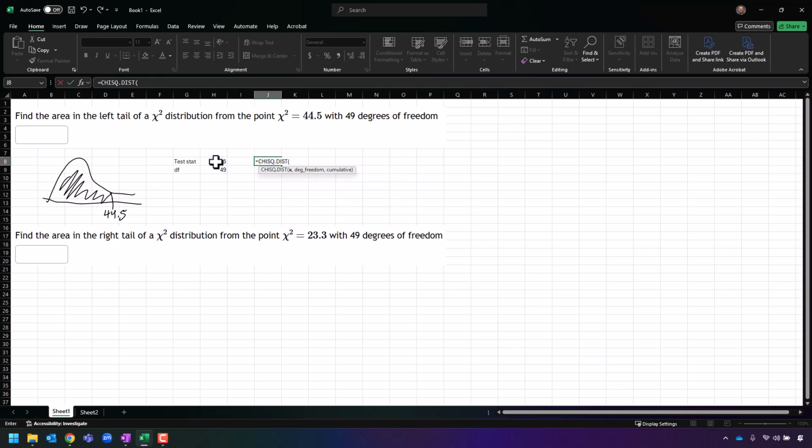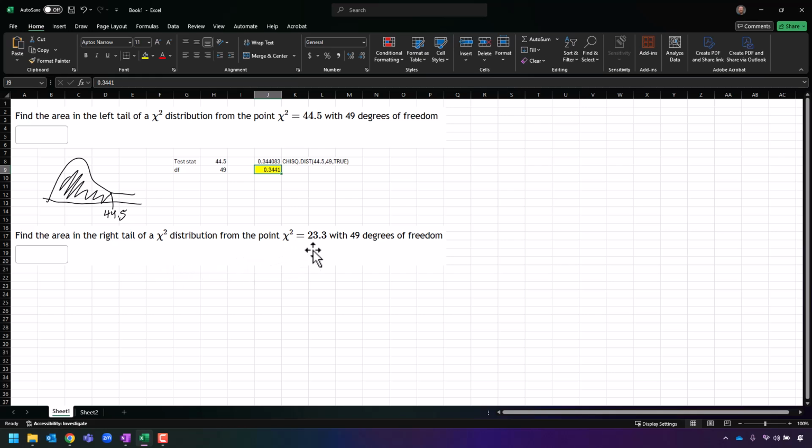I'm going to go ahead and type these in, 44.5. Our degrees of freedom, 49. And then we do true if we want the area up to and including that. And just copying and pasting here so you can see. Usually we round these to 4 decimal places, so 0.3440 8. And so this would be our answer here.